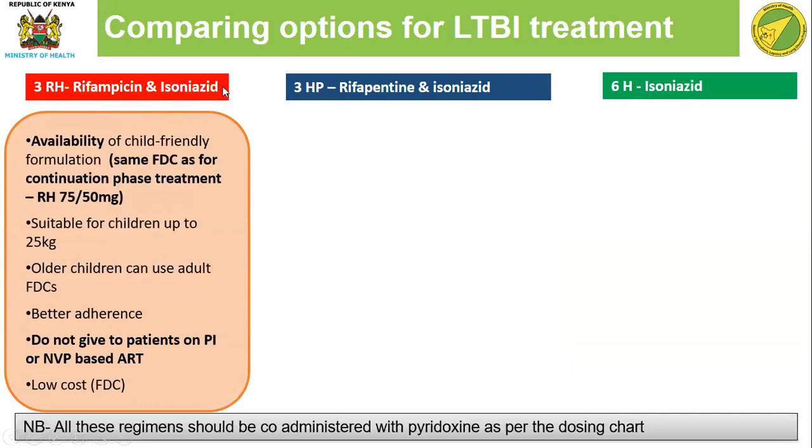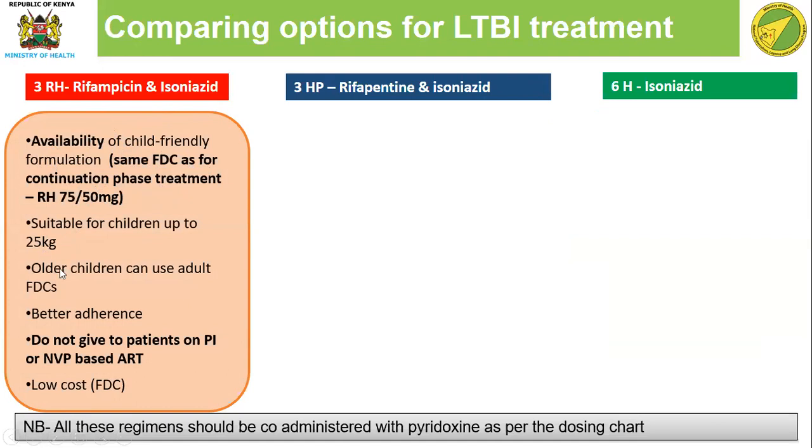So rifampicin and isoniazid, why are we including it? Right now it's available in a child-friendly fixed dose combination, the same one that we're using for treatment of the sick children. It's soluble in water. It's flavored, I think strawberry flavored, so very palatable for our children. It's suitable for children up to 25 kgs, but remember, HIV negative.